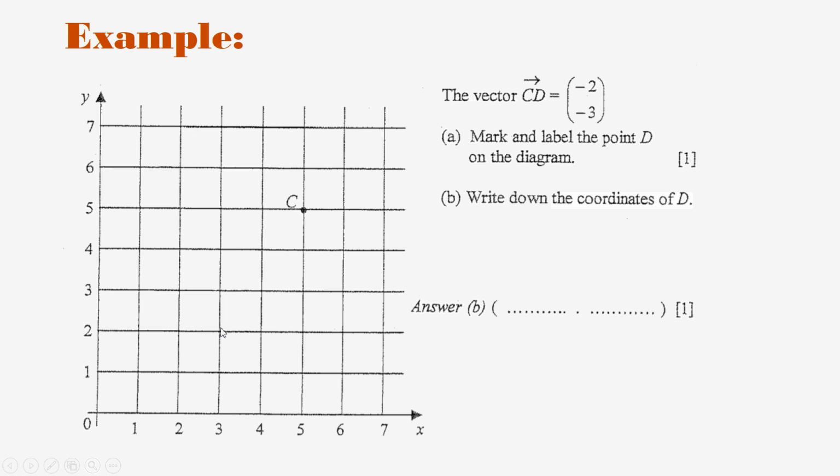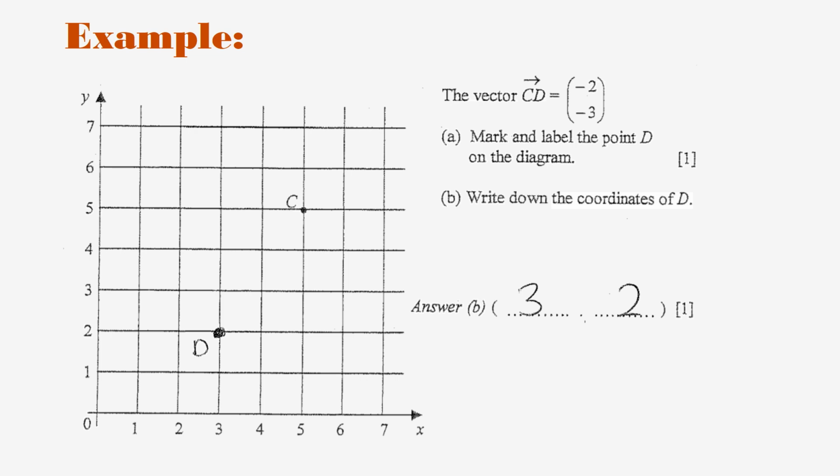So just be aware of that. They didn't want you to draw the vector CD. They just wanted you to mark in point D. Mark and label the point D on the diagram. And then finally, write the coordinates of D. So D's here, so its x coordinate is 3, its y coordinate is 2. That's easy enough. Just checking that you're following the instructions carefully there, that's all.